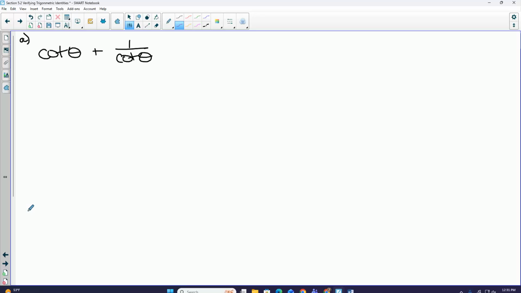If I gave you cotangent theta plus 1 over cotangent theta, what could I do with this expression to try to figure out something? Turn cotangent into 1 over tangent. Yeah, either one. Okay.